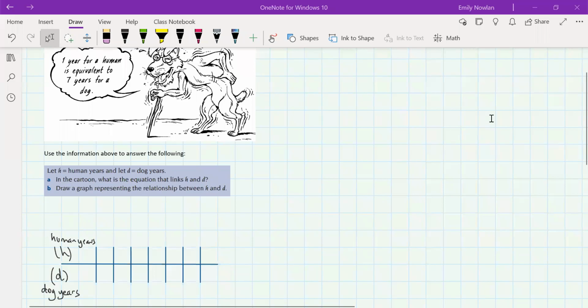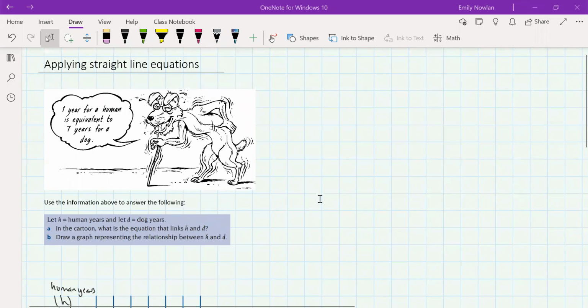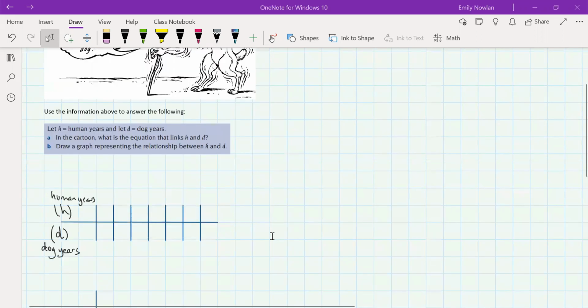Hello, everyone. We're going to have a look today at applying straight line equations to real life situations. So we have a cartoon of the dog here saying 1 year for a human is equivalent to 7 years for a dog. So we're going to use that information to answer these questions. In the cartoon, what is the equation that links H and D? So let's have a look at that.